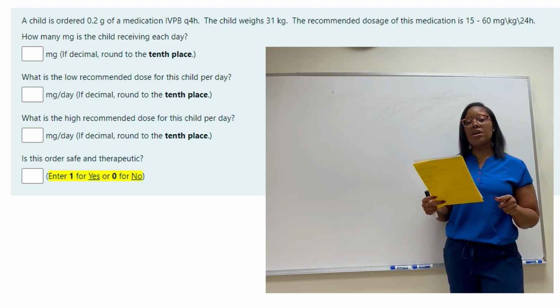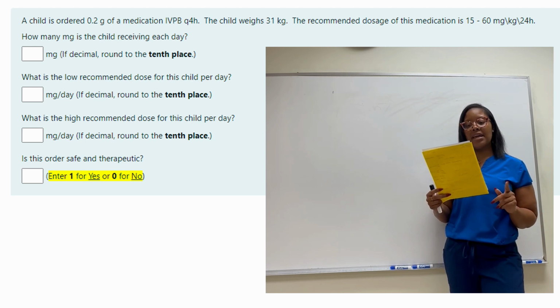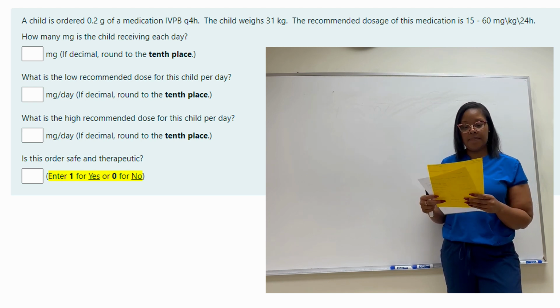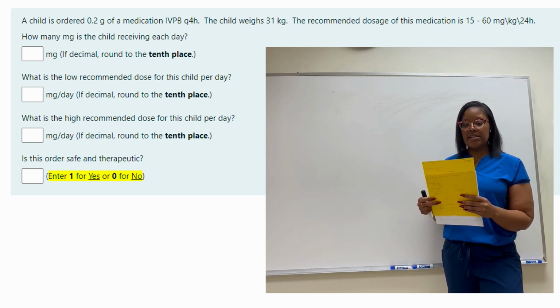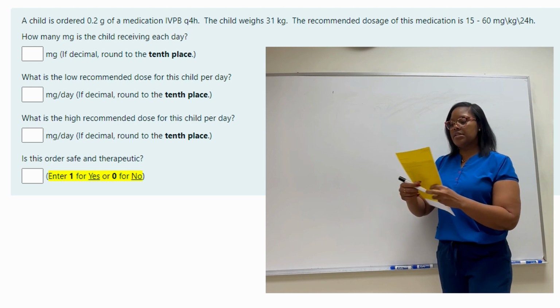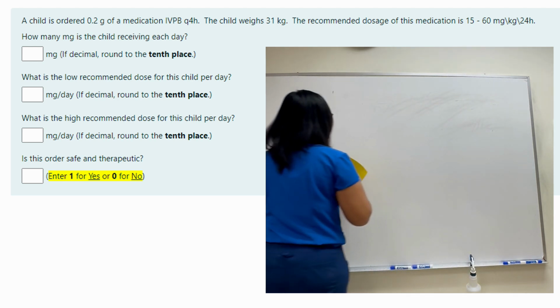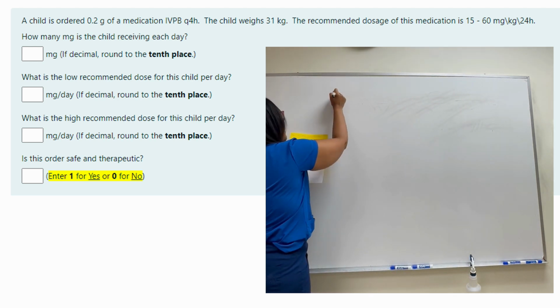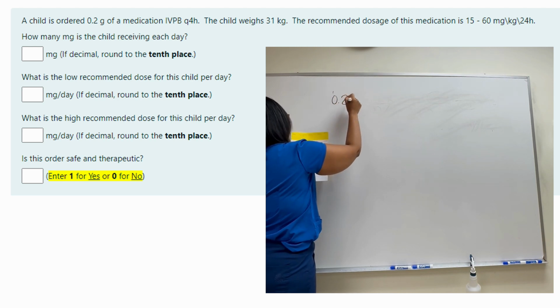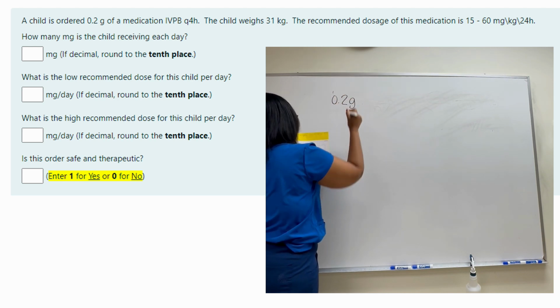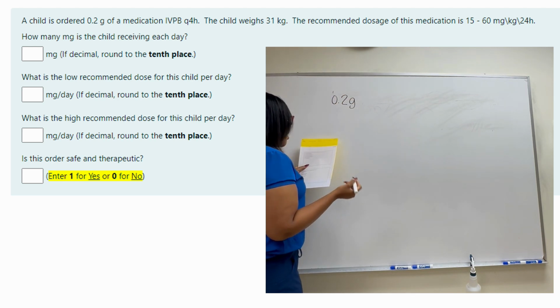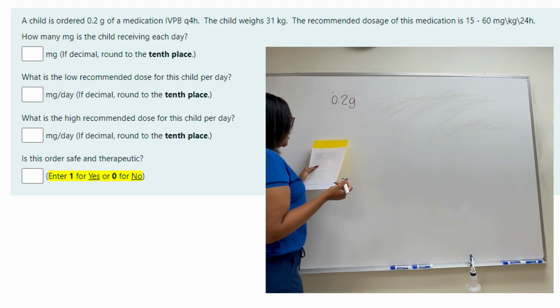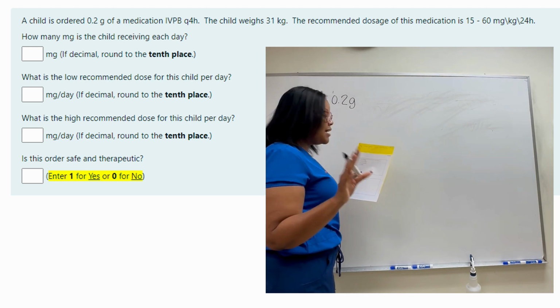So the first question is, how many mgs is the child receiving each day? We know that our answer needs to be in mgs. So we're going to start with what's ordered. It says that 0.2 grams is ordered for that child. And how often does that child get that medication? That child gets that medication 6 times a day. So we want to keep that in mind.